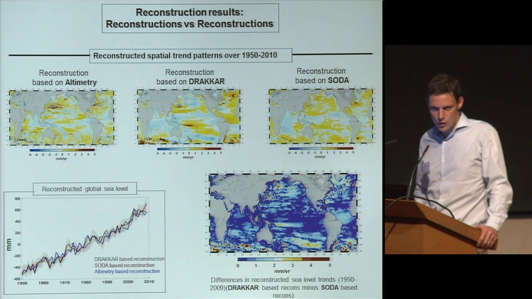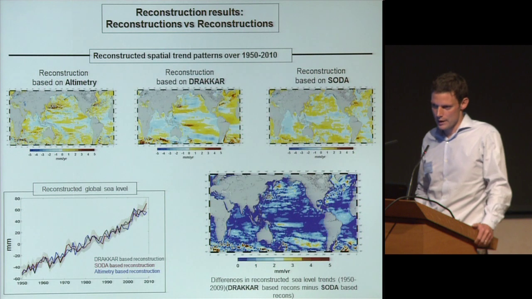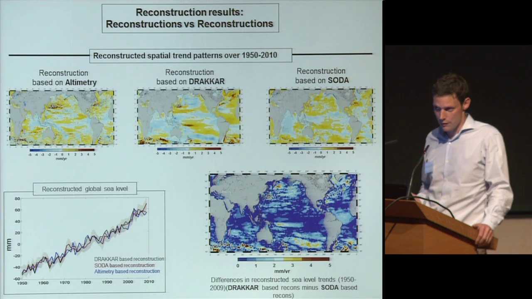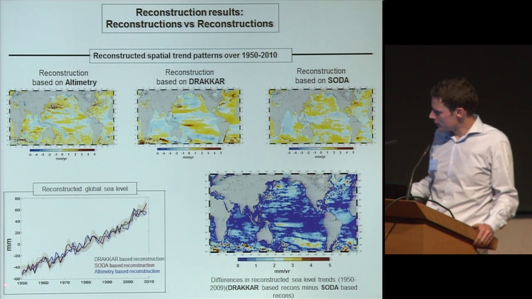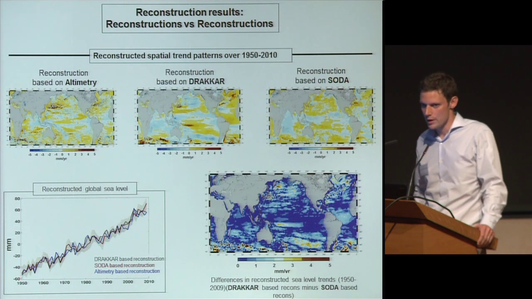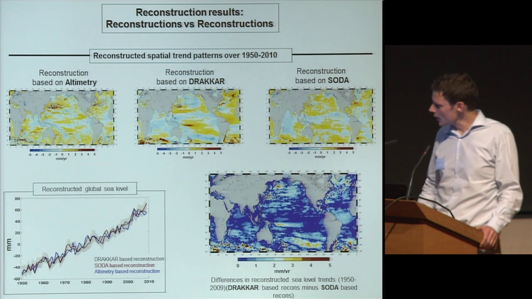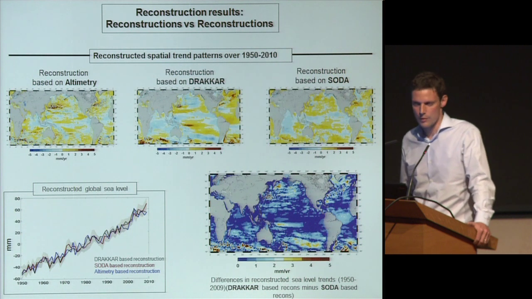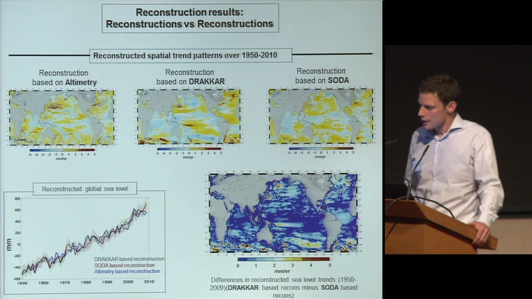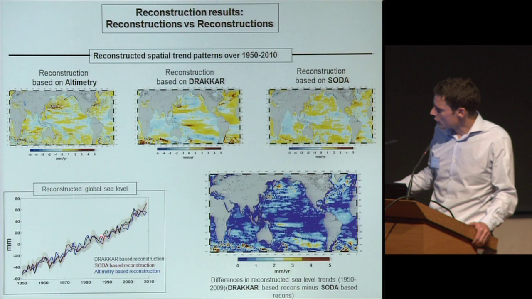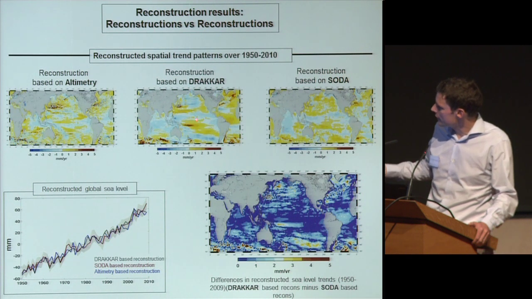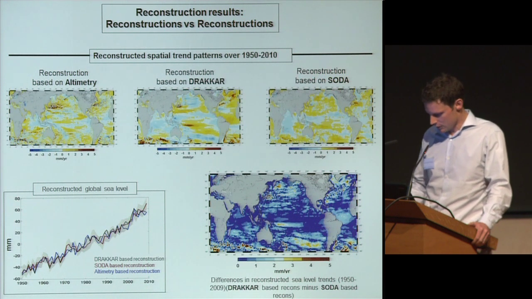In terms of reconstructed global mean sea level, the three different reconstructions are in fairly good agreement. They show the same trend over the period 1950-2010, a trend of 1.7 millimeters per year, which is consistent with the studies based on tide gauge records corrected for land motion, like the study from Guy. But they show a slightly different internal variability. We have a fairly similar internal variability between the reconstruction based on altimetry and Drakkar, but the one based on SODA shows differences in terms of internal variability.